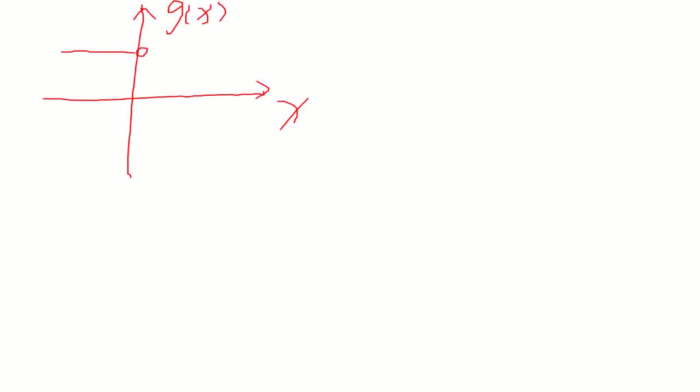When x is less than 0, g of x equals 2. When x is no less than 0 and less than 1, it equals 0. When x is between 1 and 2, it is minus x plus 1. And when x is greater than 2, it equals minus 1.